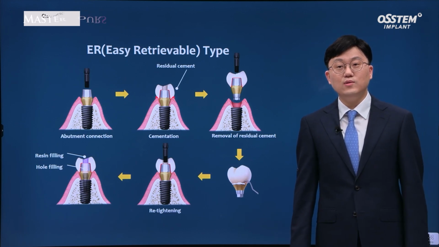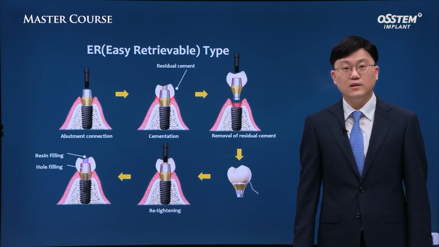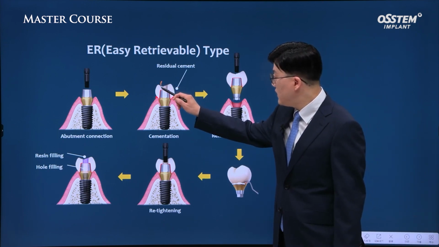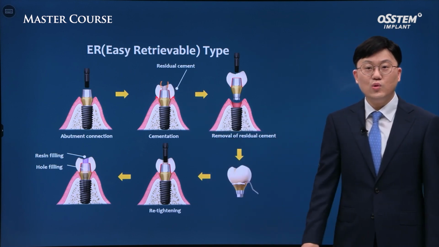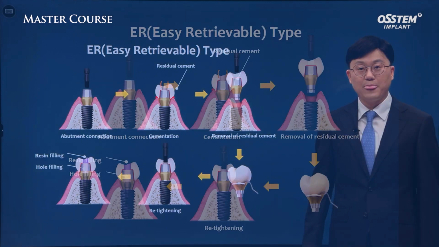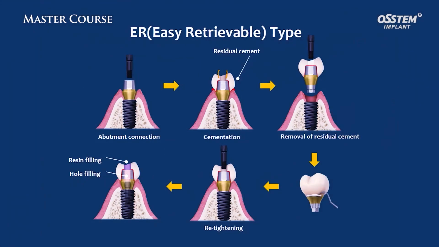ER type is similar to cement type in the sense that the crown is cemented. However, there's a screw hole as shown here. Using the screw hole, the screw can be tightened or untightened. Removing residual cement is very important here as well. After applying cement, the screw is loosened. At times, the crown is fully removed and the residual cement is removed thereafter, and this is a major plus. After that, it is adapted and the hole is sealed.